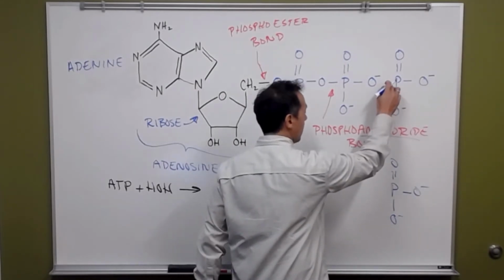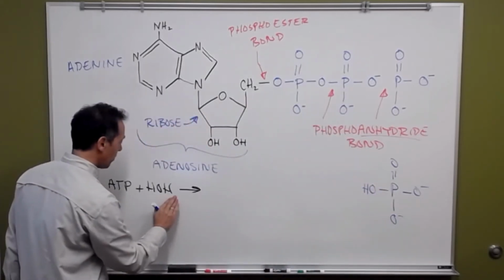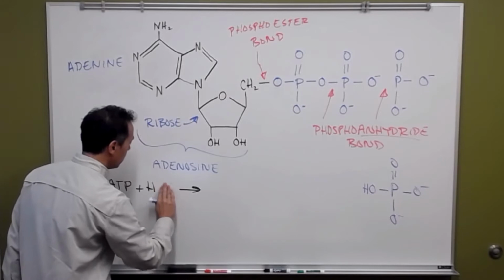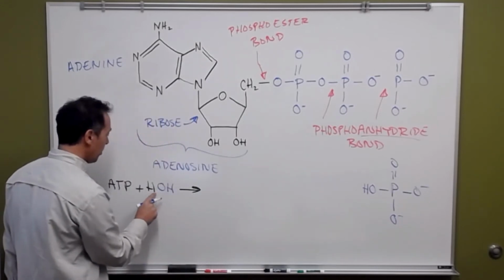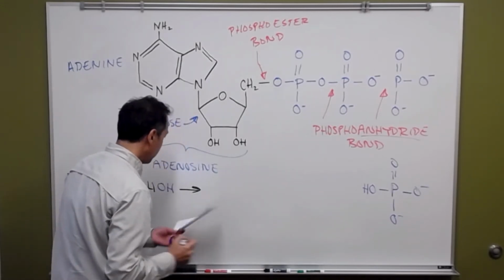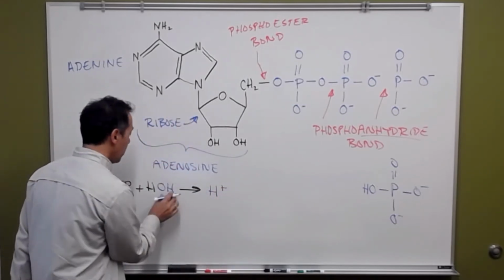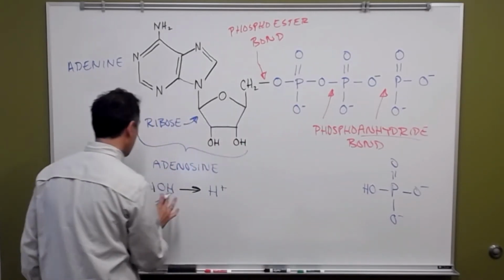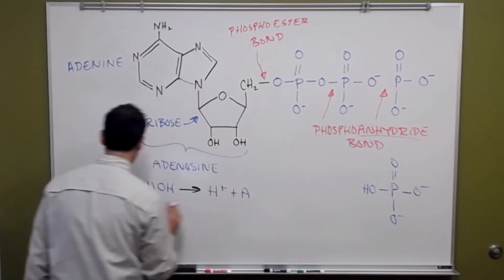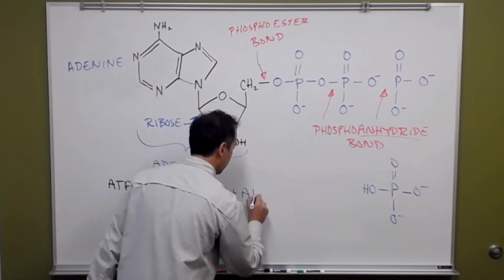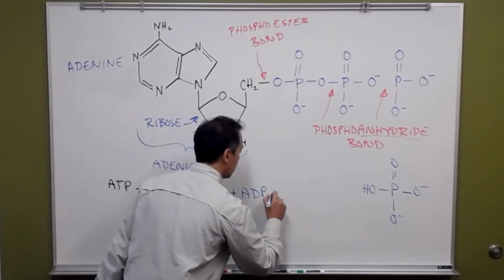And then what gets added right here is going to be the OH from the water. So I'm going to take my OH from the water here, and then I'm going to be left with a hydrogen ion. So on the other side here, I'm going to put my hydrogen ion, because that's left over. The OH went here. And then what is left? Well, instead of being triphosphate, it becomes diphosphate, ADP, adenosine diphosphate, plus energy.